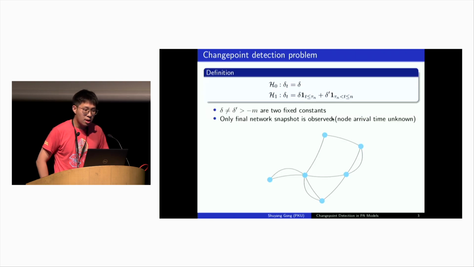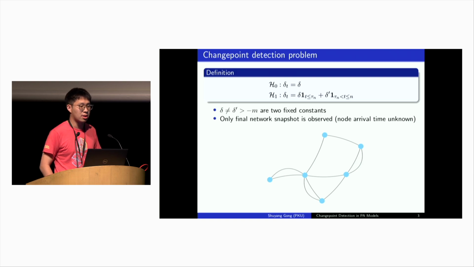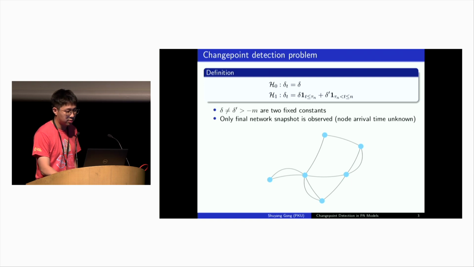In this problem, one thing to mention is that we only observe the final network snapshot. If you remember how I described the evolution rule of the graph, each vertex has labels. Here I don't have labels. I just know the graph structure.